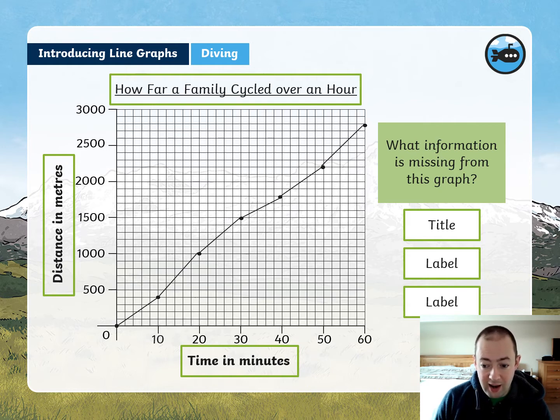Notice that all the lines on this graph are drawn with a ruler, so you must make sure that you draw the lines with a ruler. And notice as well that the scales along the bottom and up the side are all even. At the bottom it starts at 0 and goes up in tens for minutes, and at the side it starts at 0 and it goes up in 500s for the distance in meters.